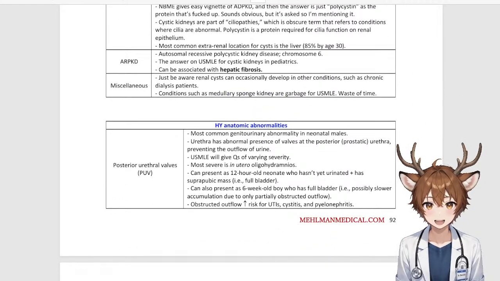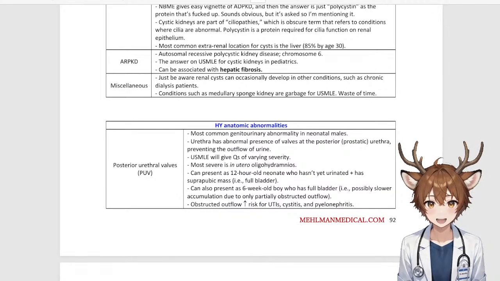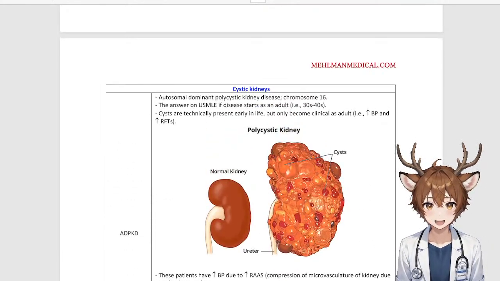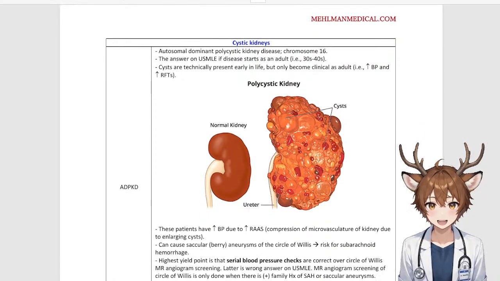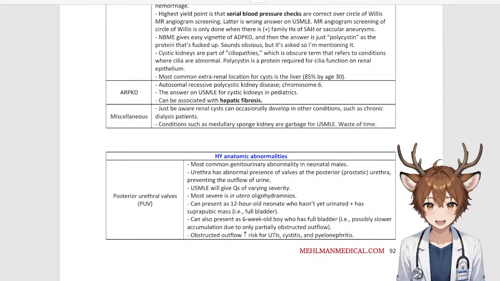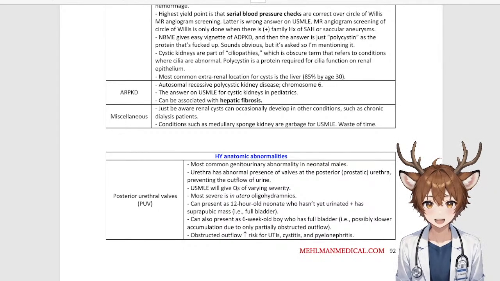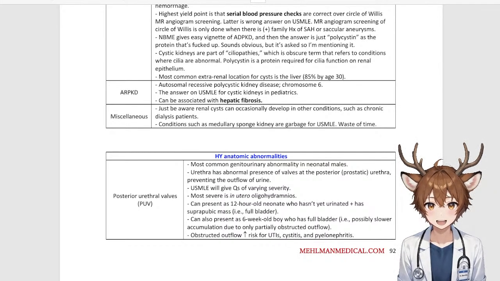ARPKD, or autosomal recessive polycystic kidney disease, chromosome 6. And before we were talking about the dominant, which would be 16. So 16 for the dominant form, and chromosome 6 for the recessive form. It might not be on the exam, but I just want to mention that. The answer in USMLE for cystic kidneys in pediatrics would be the recessive form. Can be associated with hepatic fibrosis.